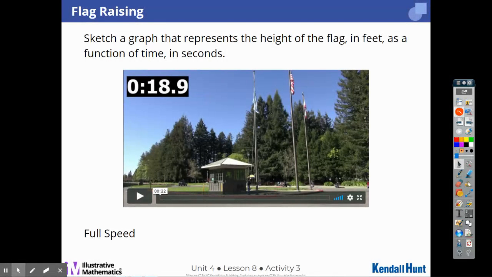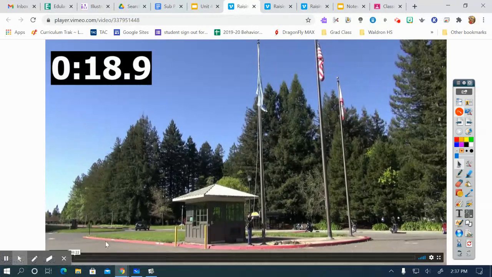And I'm going to play this video for you. As you watch the video, you need to be looking for key points of information like the minimum, the maximum, where it is at different times, and if it's increasing or decreasing. And you're going to graph what is going on with the flag to tell a story.